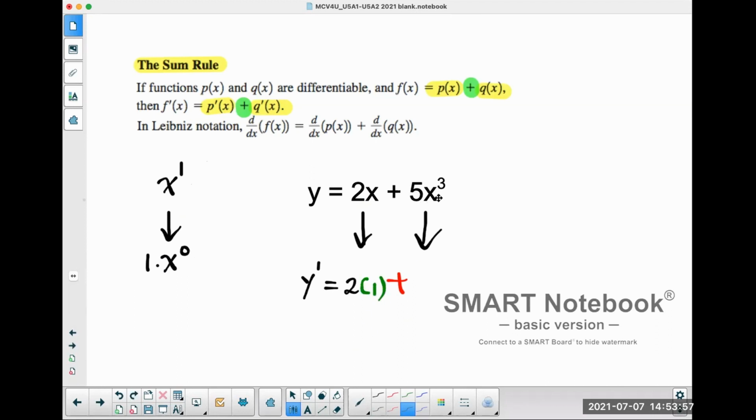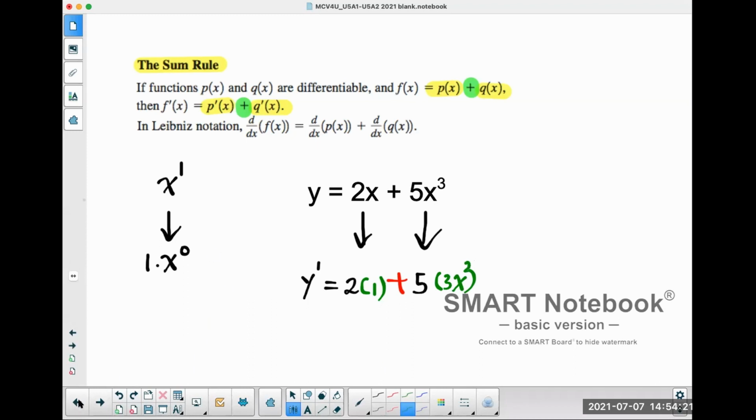Okay, here you have 5x to the power of 3. The 5 comes down as a coefficient. And now I need to take the derivative of x to the power of 3. Again, power comes down. Write down x to the power of 2, right?